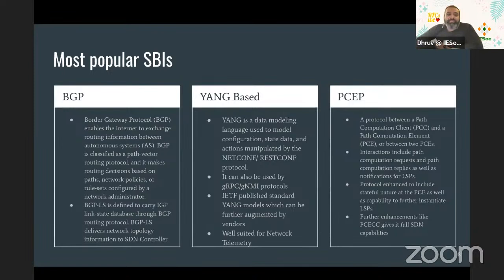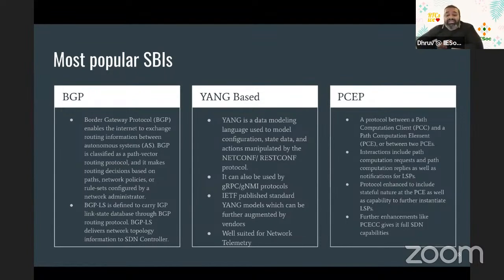So what I will be doing is comparing three main SBIs out there, which are BGP, YANG-based, which could be NETCONF, RESTCONF, or any of the other management protocols that could be used in this space, and of course, PCEP, the path computation protocol between PCC and PCE. BGP, I think most of us are well aware of. It's an exterior gateway protocol. BGP-LS was an enhancement very much driven by the SDN use cases and the need for the controller to learn the network topology. So BGP has a history of answering the needs of the southbound interface.